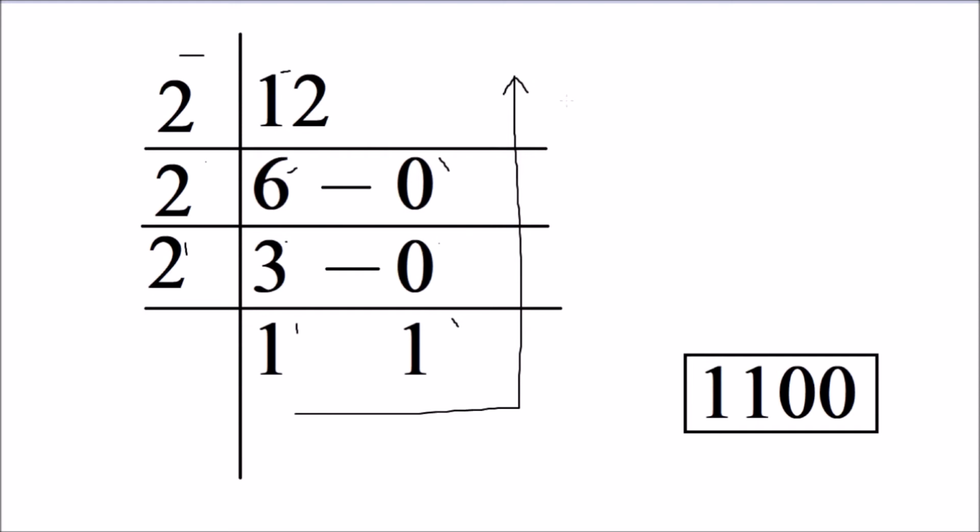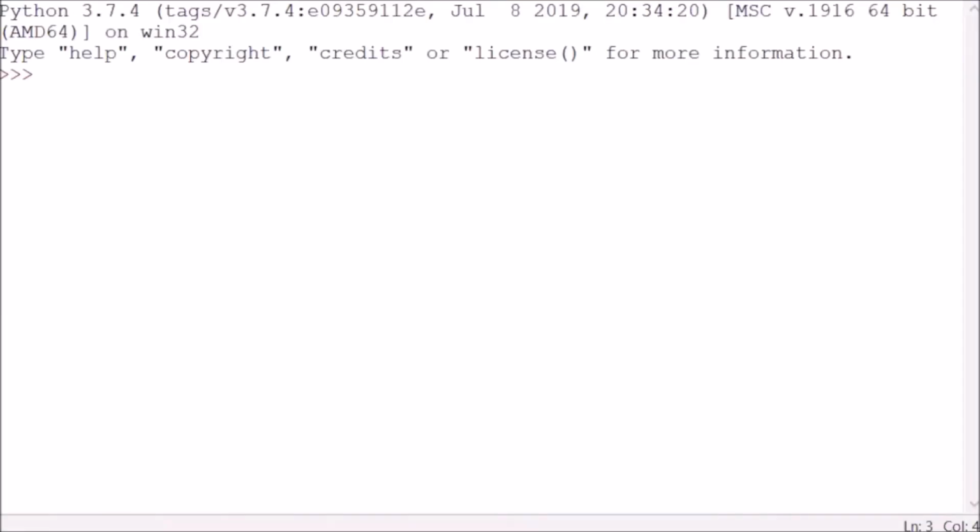Now I will switch my screen and show you in the program how to do it. To do it in Python, we just have to use a simple function, and that is the bin function. In the brackets we write the number which we want to convert. So bin of 12, and here we can see the answer is 0b1100.